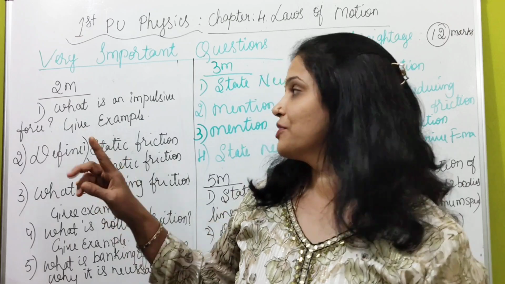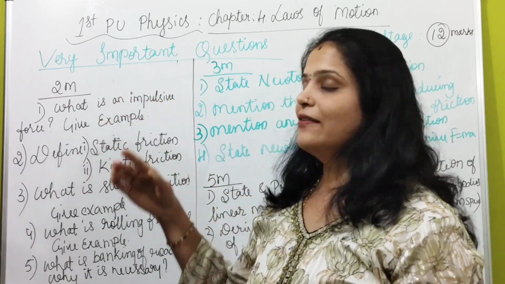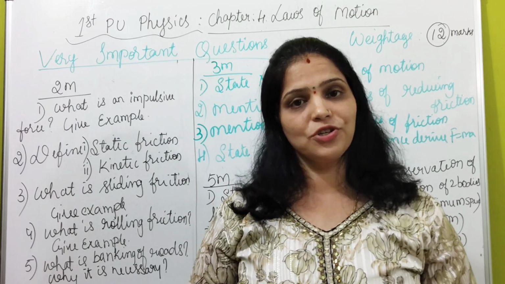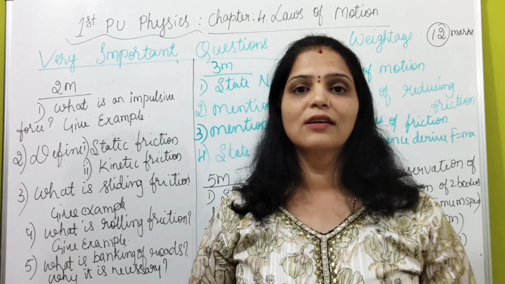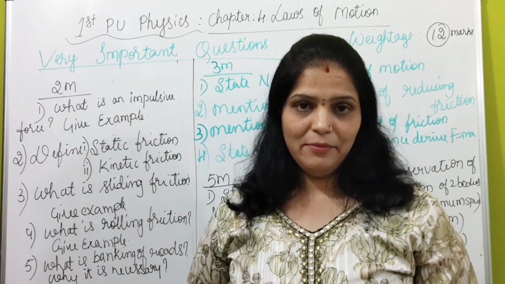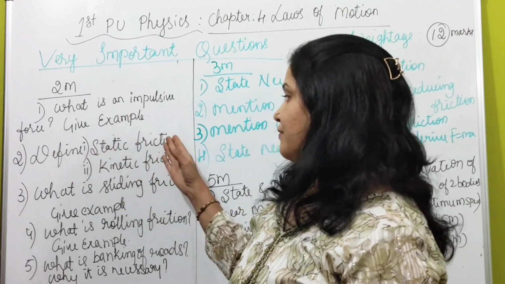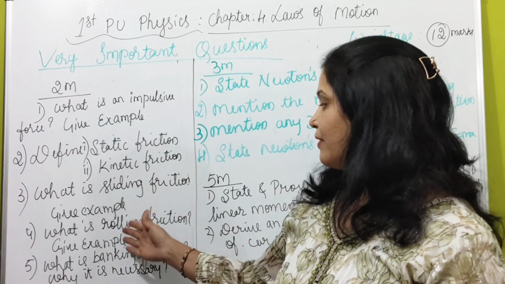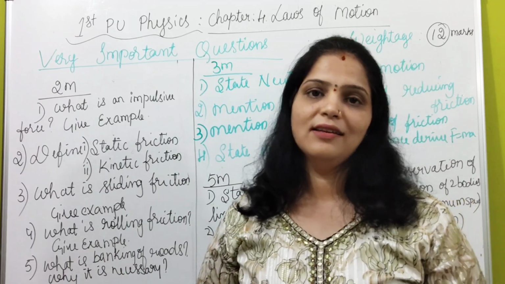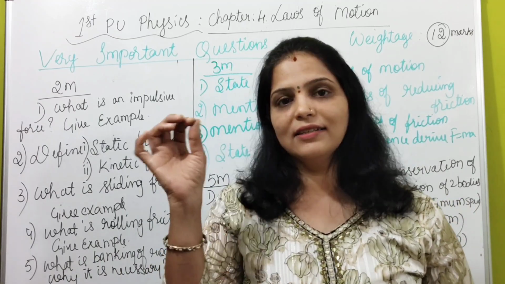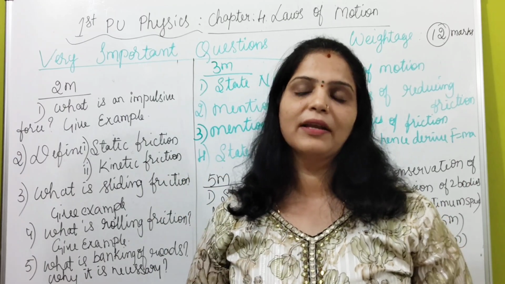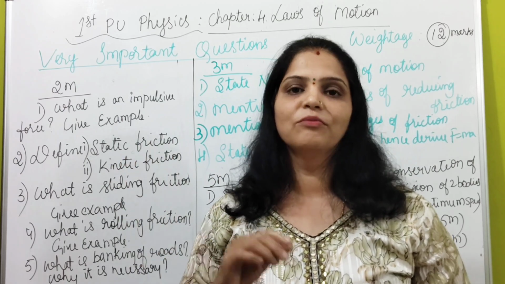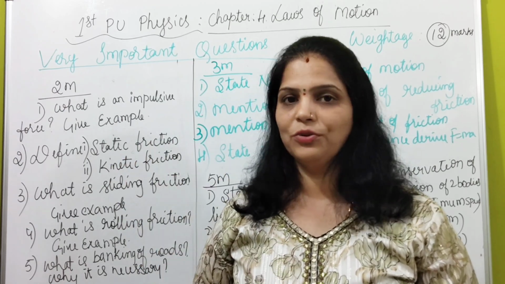So the expected 2 marks question is, what is an impulsive force? Give example. Impulsive force is a very large force which is acting for a short duration of time. Okay, give some example. And define static friction, kinetic friction, or define sliding friction, give example. Define rolling friction, give example. All these are important questions. Just write the definition and example for each. Or some expression, Fk is equal to mu k into R. That type of equation, you just go through it.